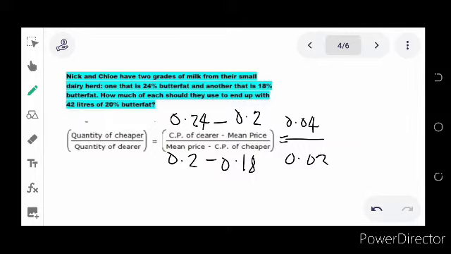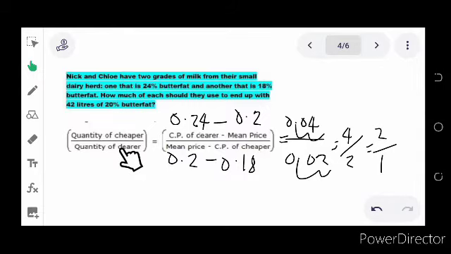So to make computations easier, move two decimal places to make this a whole number. This gives you 4/2, which is 2/1. So two parts of the cheaper, which is in this case the milk with 18% butterfat, is combined with one part of the dearer, which is in this case the milk with 24% butterfat, to result in a mixture that is 20% butterfat.